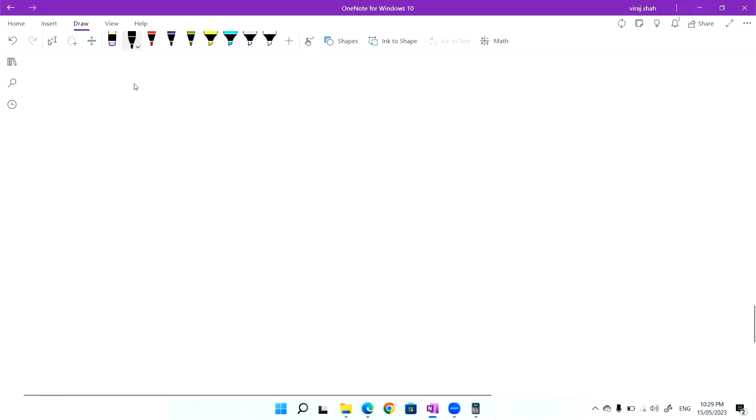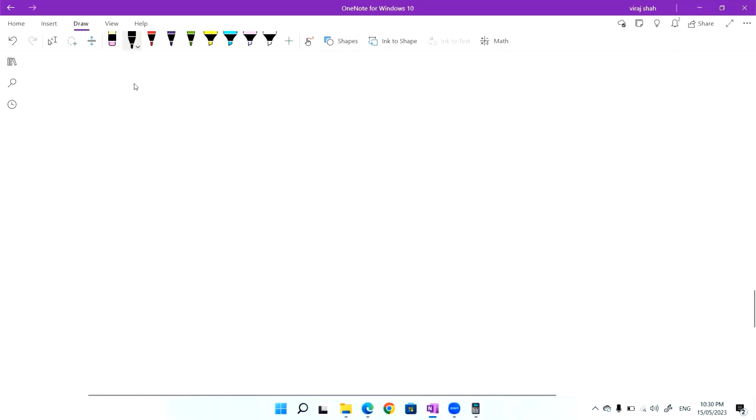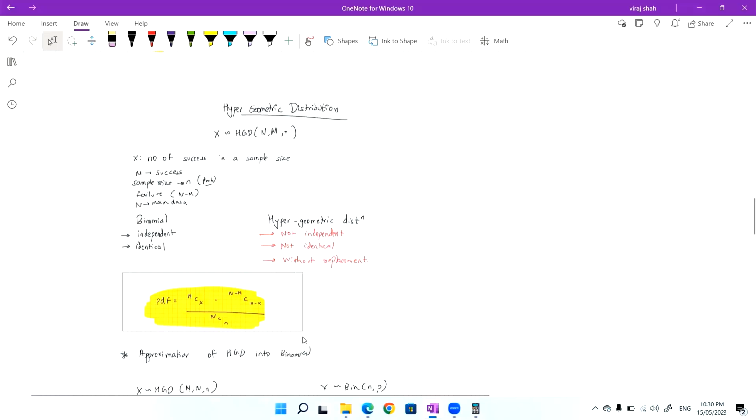Okay, so understand this. Capital N is 58. K is 30, which is nothing but 30 have a particular qualification, so your successes. 5 of the group have been selected at random, so your sample size is 5. For a survey of a job application, determine the probability none of the group have the qualification. Exactly. So you want to calculate that none of the group have the qualification. First, let's calculate your probability. Wait, let me just bring the formula out here, and then we'll calculate so that it makes it easier to understand.